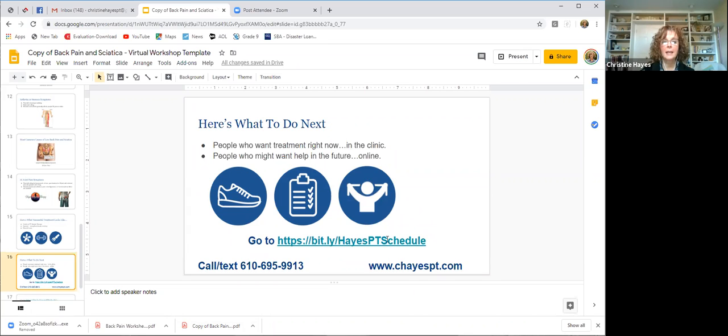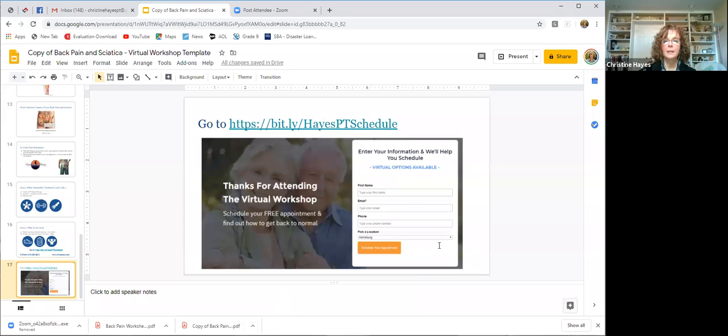If you do hit this scheduler, the very next thing you'll come to is this particular piece here that'll say, enter your information and we're here to help you. You just put in your first name, your email, your phone number, and then someone from our office will contact you immediately. So really a great step.